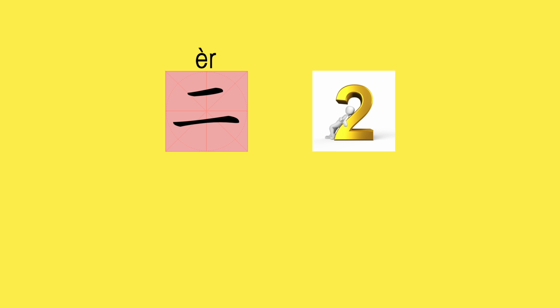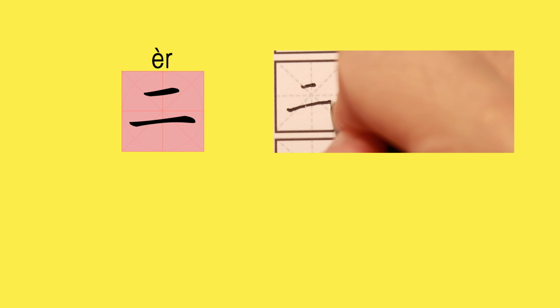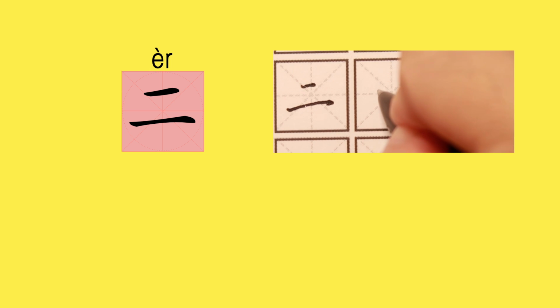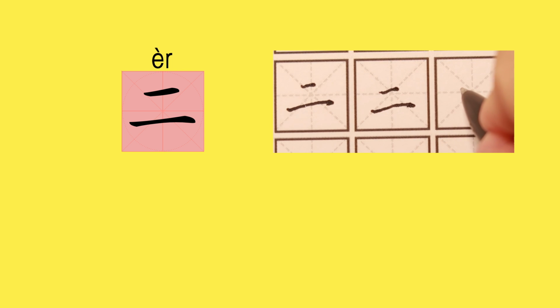The second Chinese character is 二, which means 2, number 2, or the second. Write the top horizontal first, then the bottom one, each one from left to right. Let's write it a second time, left to right, top to bottom. Let's write it a third time, left to right, top to bottom. The top horizontal is shorter than the bottom one, because we believe this makes the character look better.